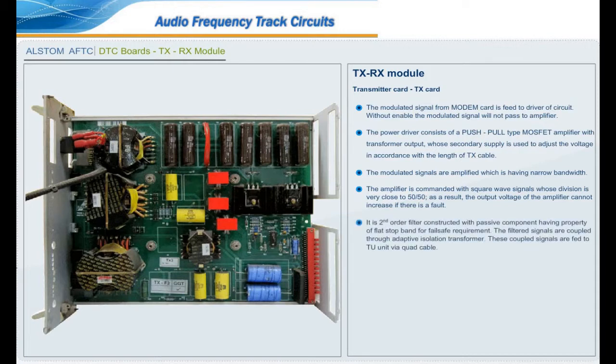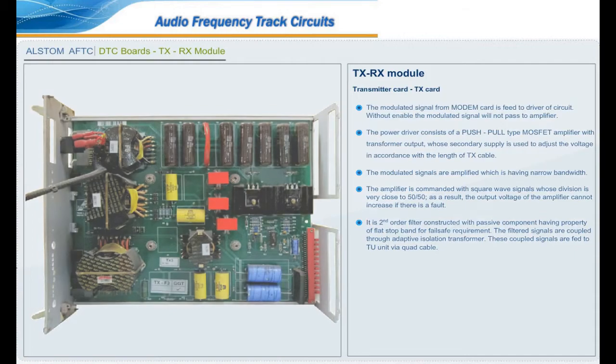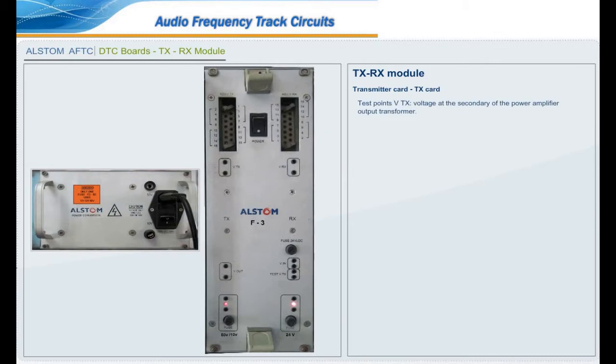It is a second order filter constructed with passive components having the property of flat stop band for fail-safe requirement. The filtered signals are coupled through an adaptive isolation transformer. These coupled signals are fed to the TU unit via quad cable. Test points: VTX, voltage at the secondary of the power amplifier output transformer. If 10 volt fuse at 10 volt DC, VTX equals 1.2 volt AC to 3 volt AC.